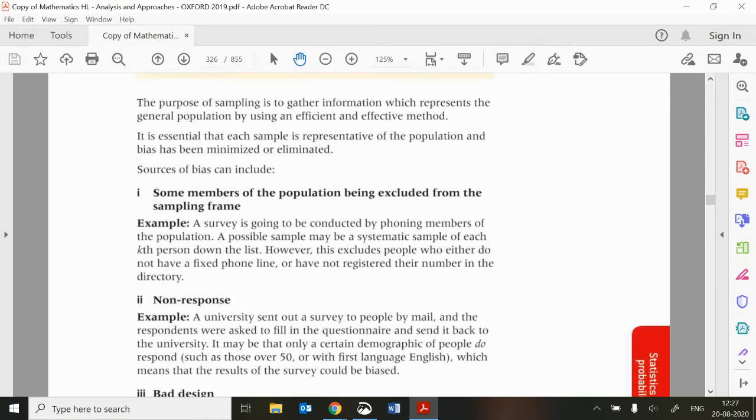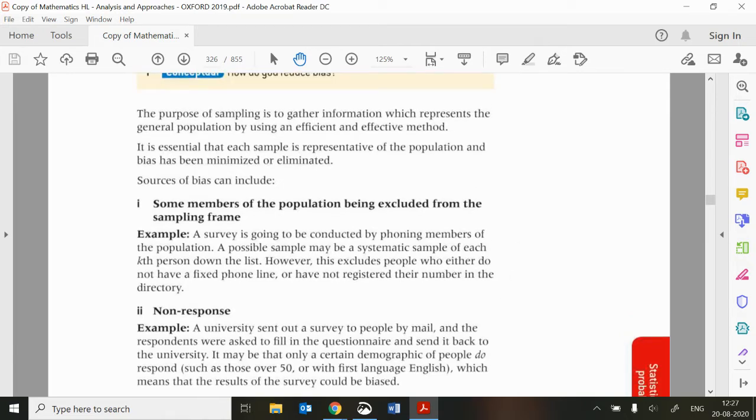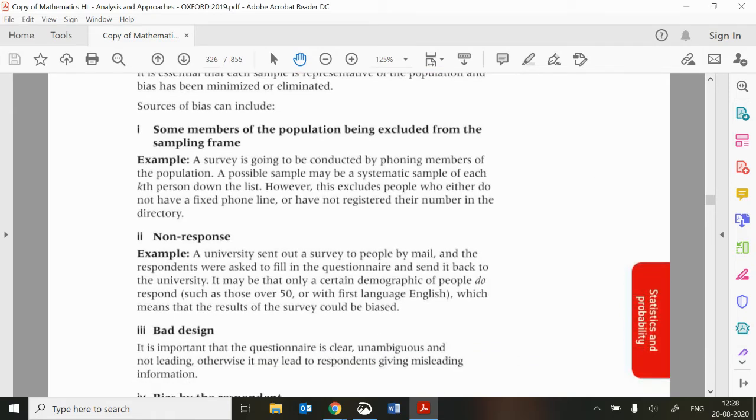It says here, it is essential that each sample is representative of the population and bias has been minimized or eliminated. So that's what we seek to do when we're choosing one of our sample methods. And remember, we had 5 sample methods, which we talked about in the last exercise. Now, here we've got 4 different sources of bias, which they're breaking it down into.